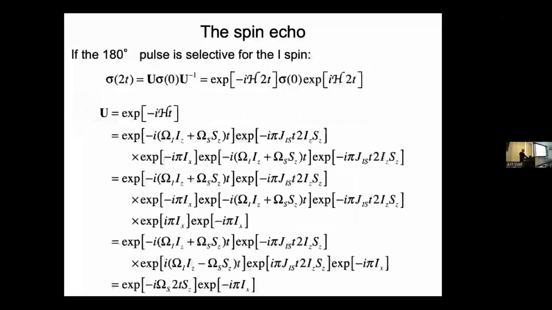You can ignore this for the time being. You might ask yourself, and I think maybe problem set 2 asks, suppose the 180 was selective for the S spin, not the I spin. So in the notes, you have non-selective and selective pulse for the I spin. The other option is a selective pulse for the S spin. And I think one of the problems asks you to work that out.